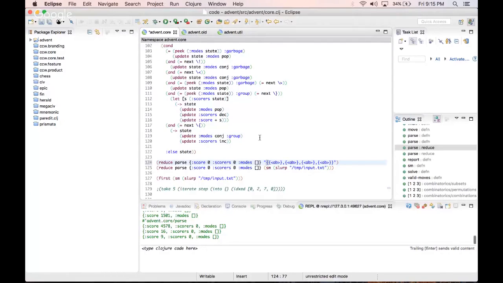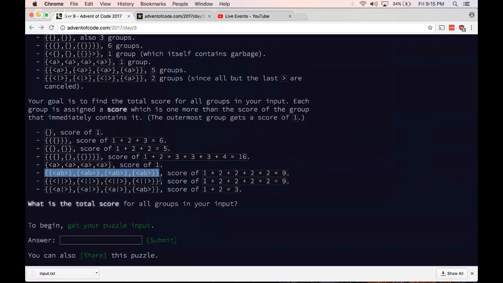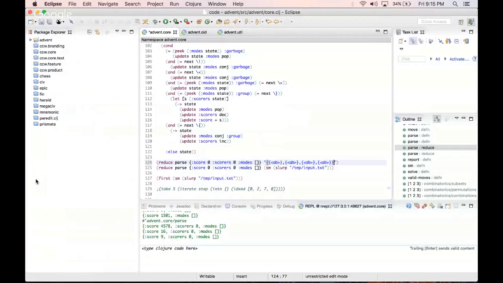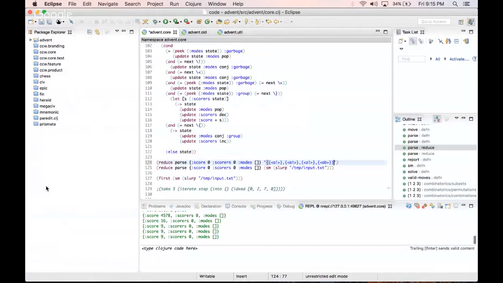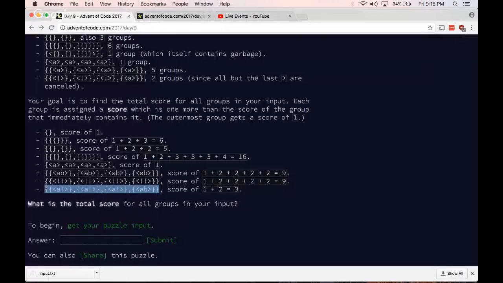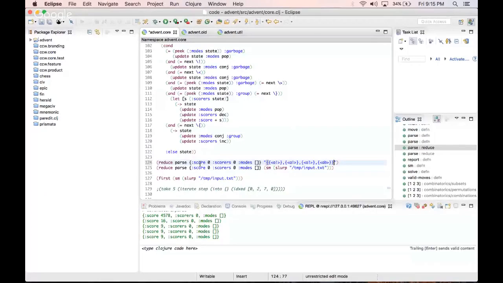All right. Here it says 9, which is correct. Here, 9, also correct. So here it says 3. So I must be doing something wrong here, unless I didn't copy it properly. All right, so let's see. What am I doing wrong?